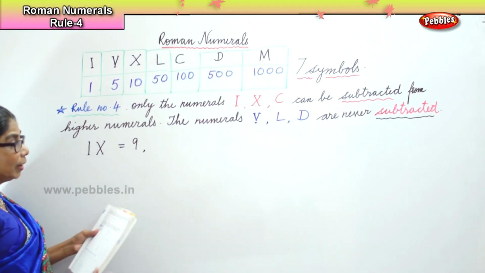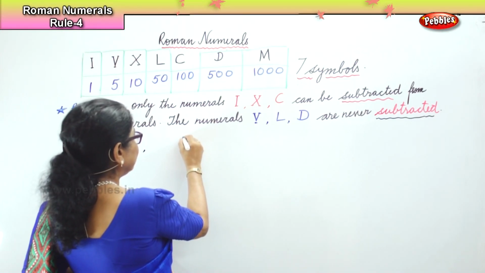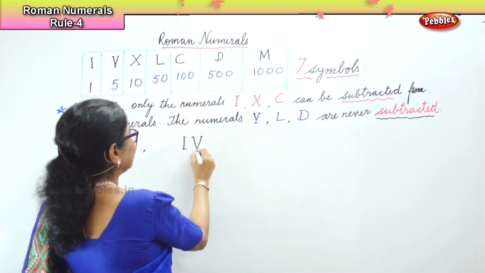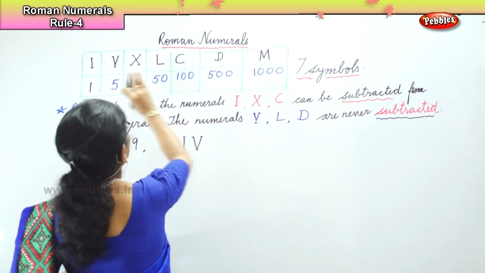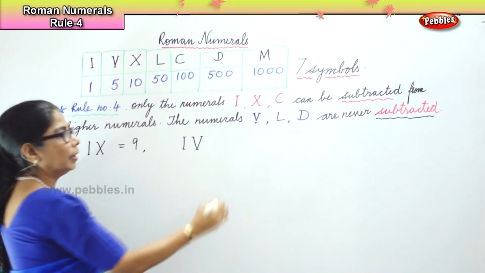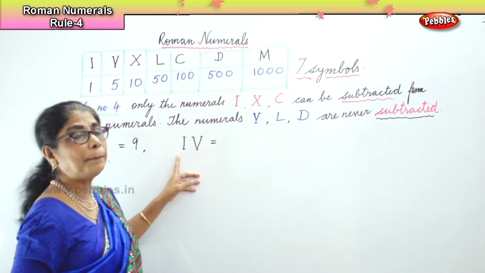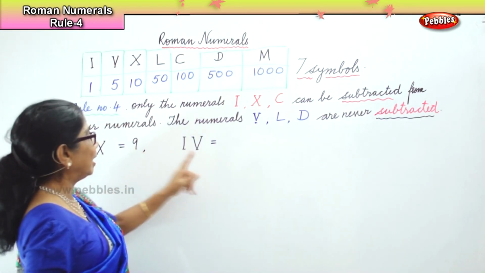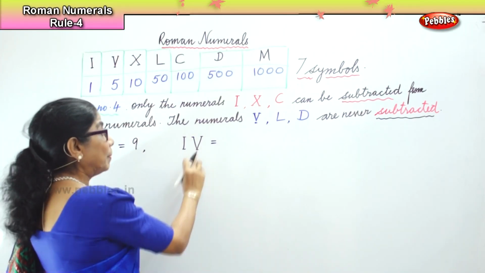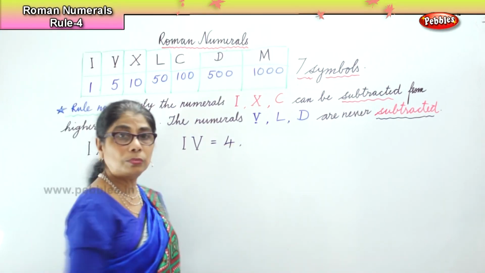Alright. Now, let's look at another. Here you have Roman numeral 1 and then Roman numeral 5. 1 can be subtracted from the higher numeral 5. So in Roman numerals, from the 5 take away 1, we call this number 4.